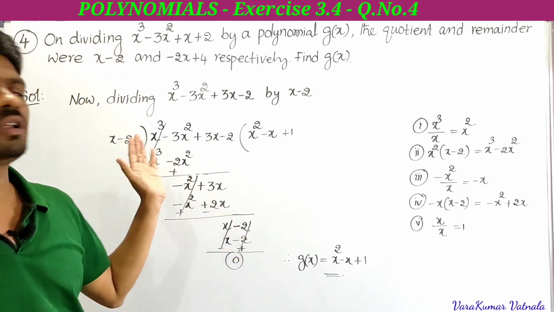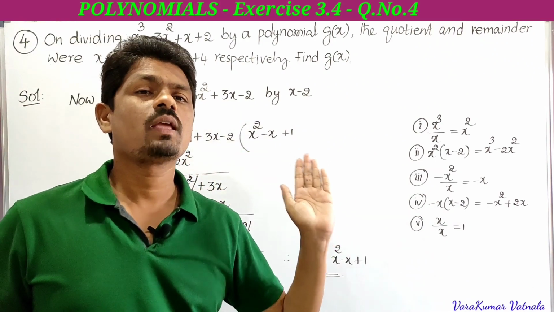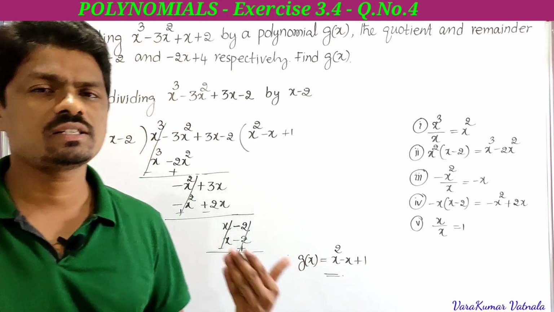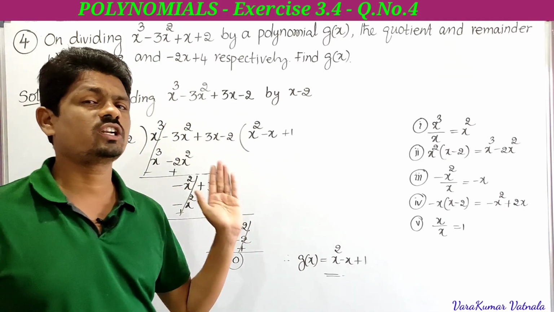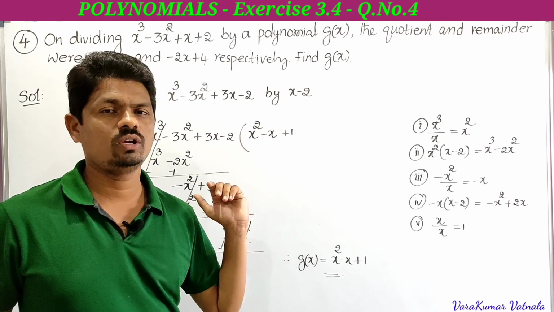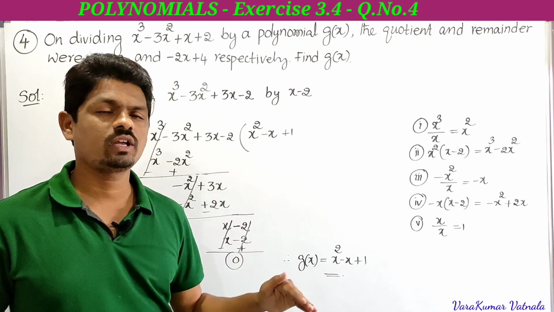You just have to remember the division algorithm for polynomials. That is p of x is equal to g of x into q of x plus r of x. It is nothing but dividend is equal to divisor into quotient plus remainder. You can remember that very easily. So this is the fourth problem in exercise 3.4.